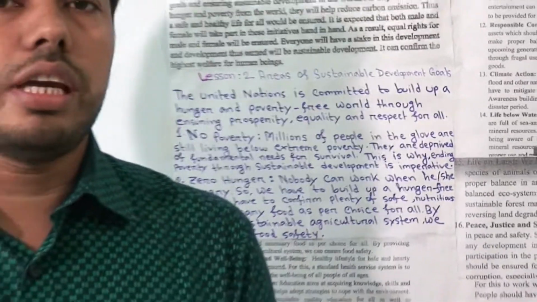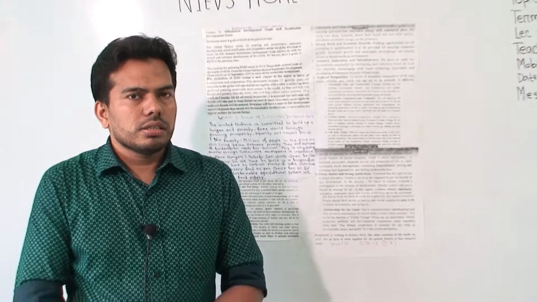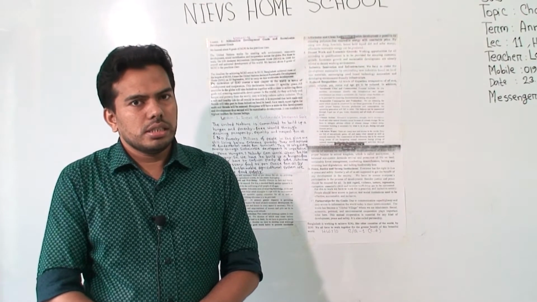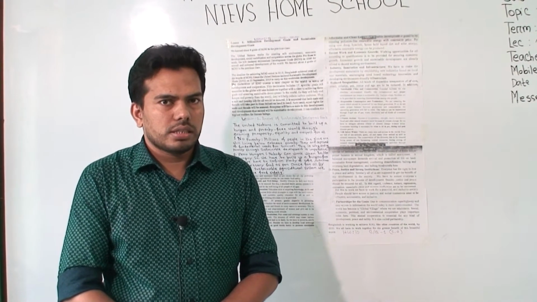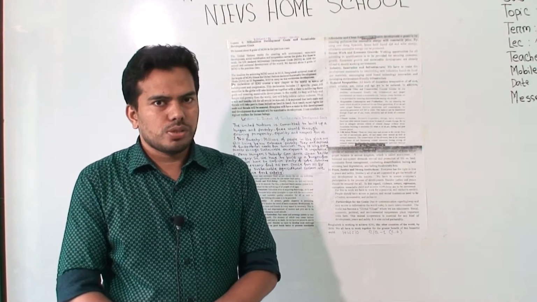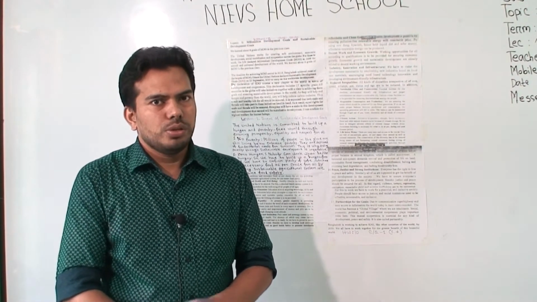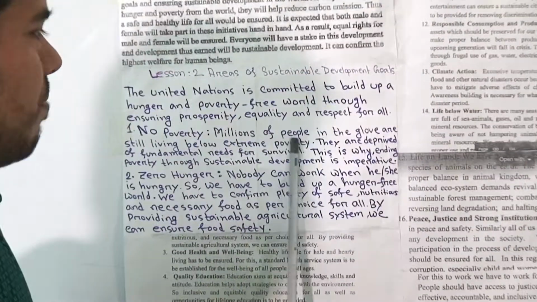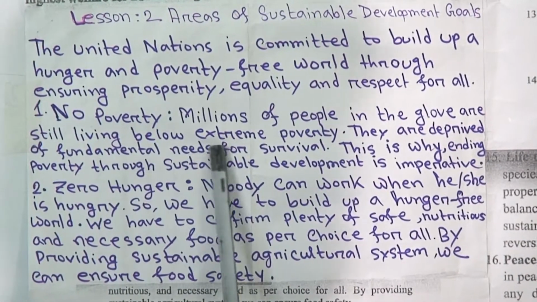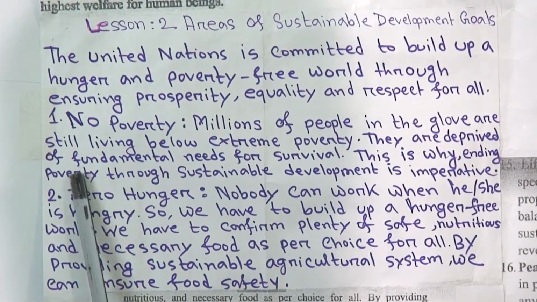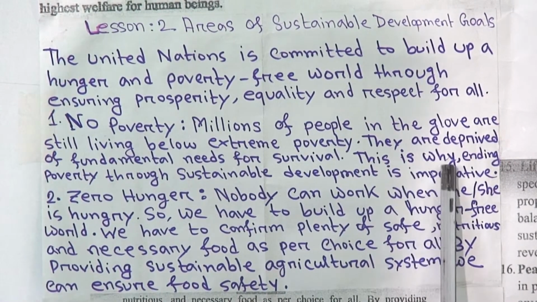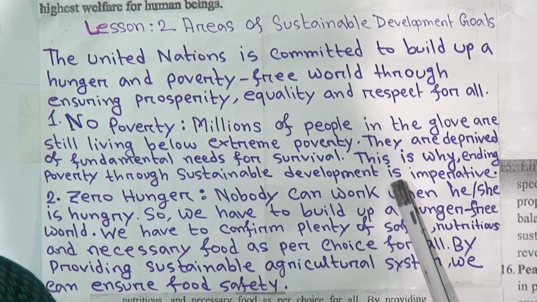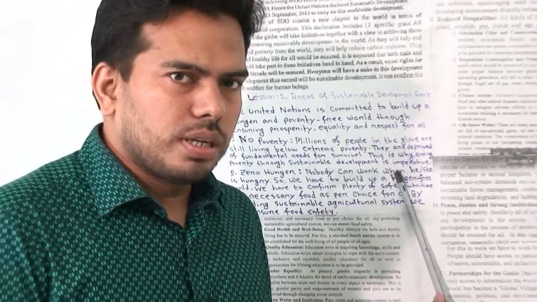Poverty is the most important obstacle to develop a country. If there is poverty, then the country faces a great threat for its development. That's why SDG has taken this step to eradicate poverty. How? Millions of people in the globe are still living in extreme poverty. They are deprived of fundamental needs for survival. This is why ending poverty through sustainable development is imperative. So its main object is to end poverty.